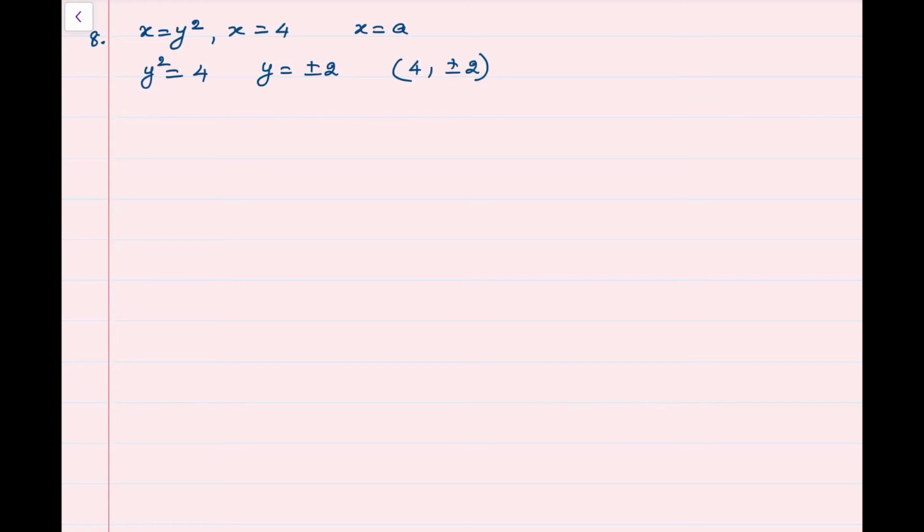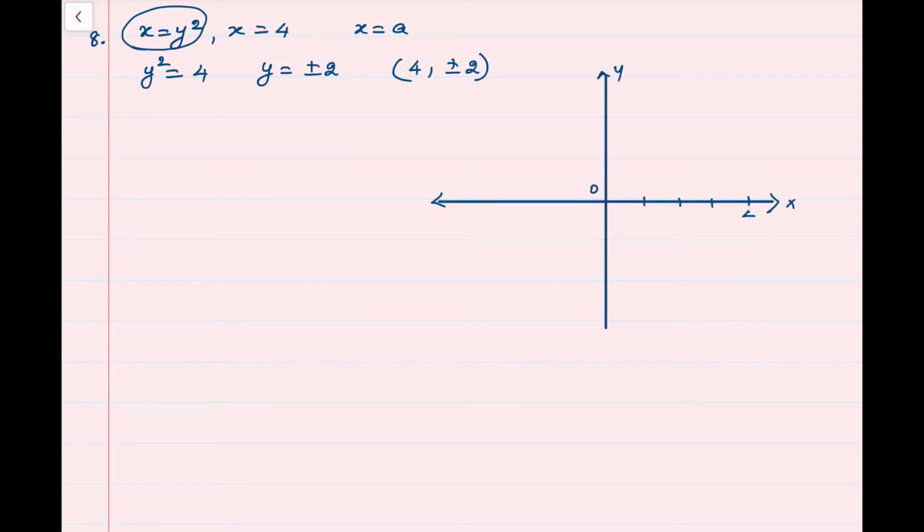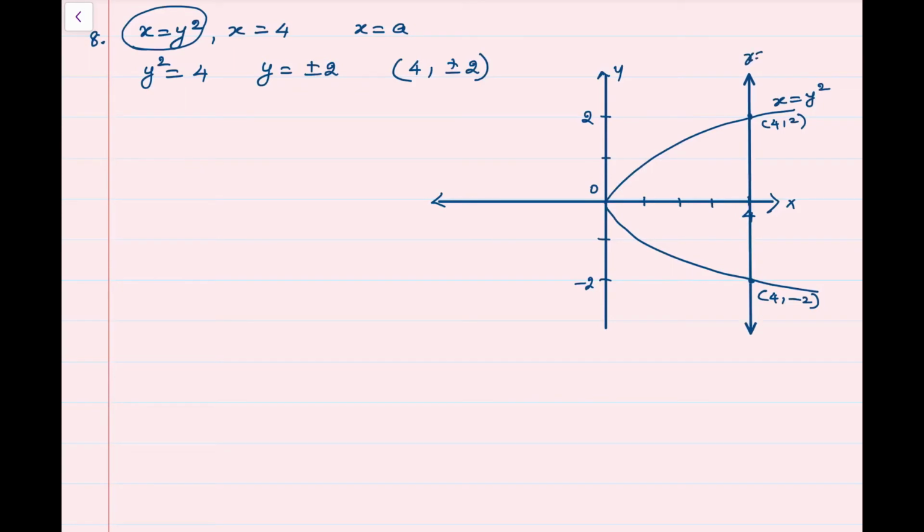Let us sketch the graph. The first one is a parabola. Positive x-axis is the axis of the parabola. On the x-axis 4 and on the y-axis 2 and minus 2. The points are 4, 2 and 4, minus 2, and the parabola's vertex is at the origin. Let us join these points and complete the parabola. Write the equation of the parabola. X is equal to y square, and this is 4, 2, 4, minus 2. X is equal to 4 is a line parallel to y-axis. X is equal to 4.